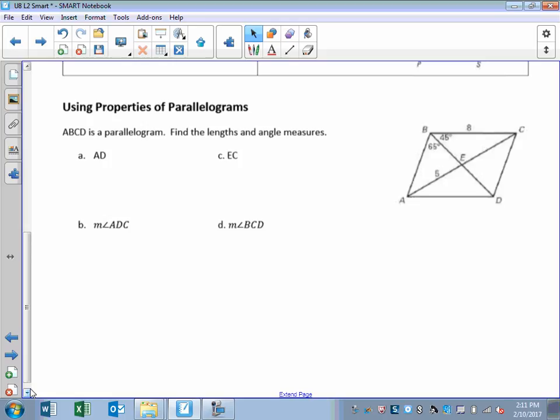Well, if you look at your parallelogram properties, one thing that you know is that opposite sides of a parallelogram are congruent. So that means that AD is just going to be A, because it's across from BC, which is A.